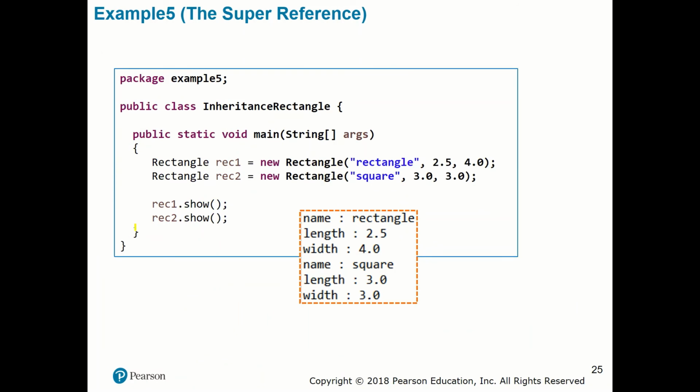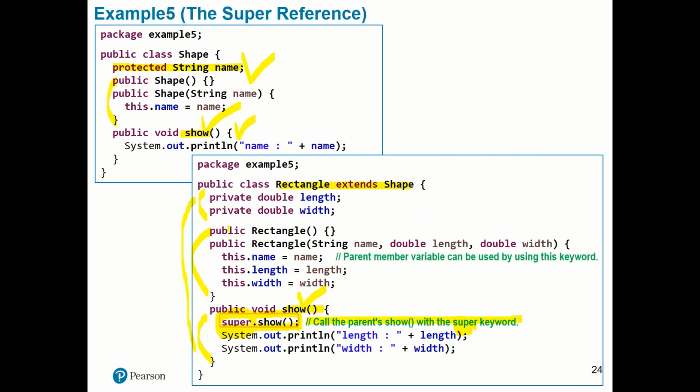And this is the main method. In the main method, two rectangle objects are created. And then rec1.show, rec2.show. At this time, this show method is in the child class. So this show is the rectangle show. In the previous page, the rectangle show is called. Then this show will call the parent show. So please understand the connection of the super keyword.